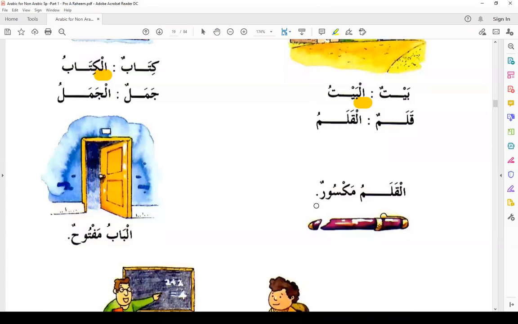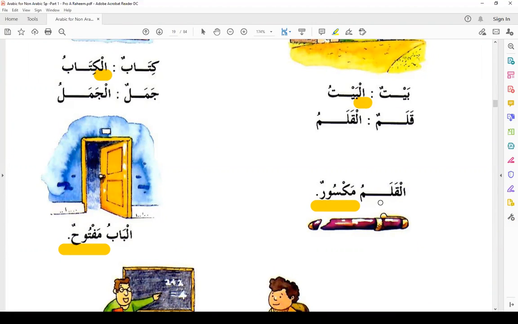This is a new word that you all will be seeing. Maksurun, take note of it. It means broken. Al-qalamu maksurun. Maksurun, broken. You have here al-babu maftuhun. Maftuhun means open.